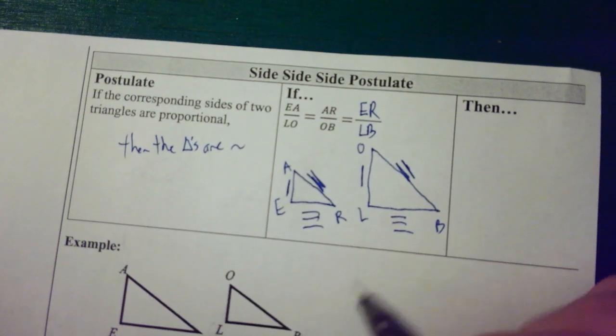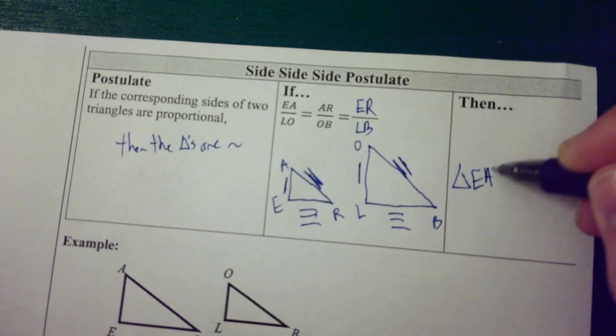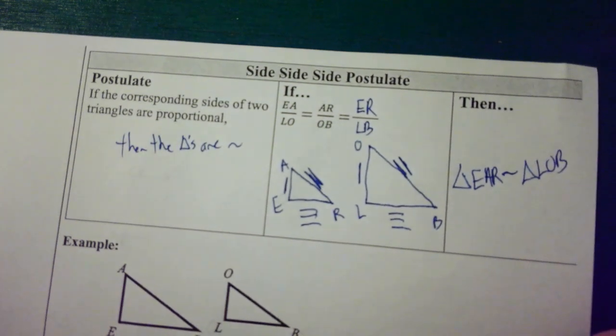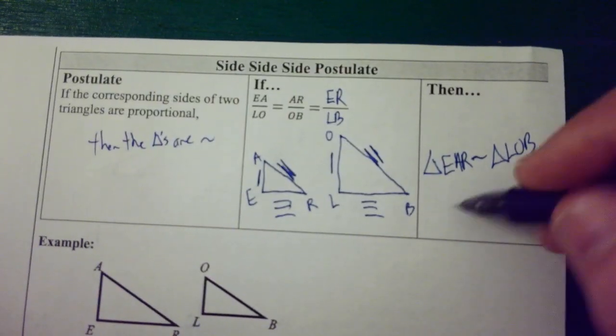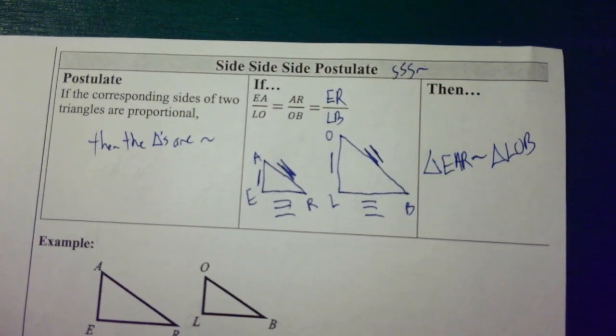All right, and so we can then say that triangle EAR is similar to triangle LOB, because, by the way, that is the side-side-side similarity postulate.